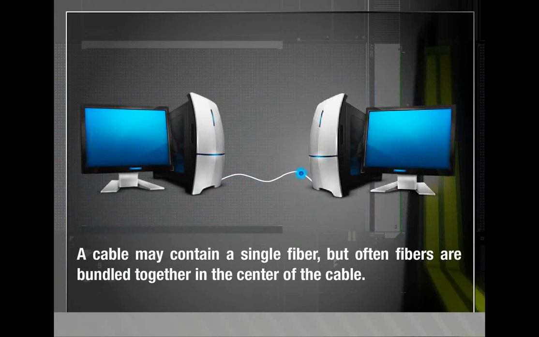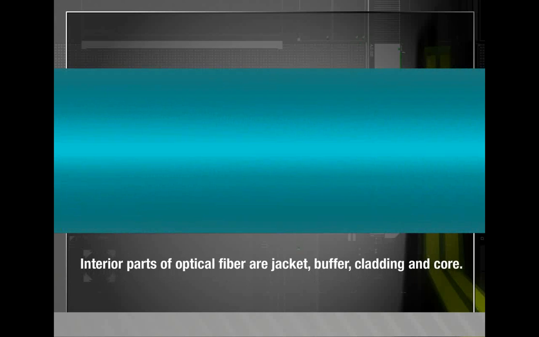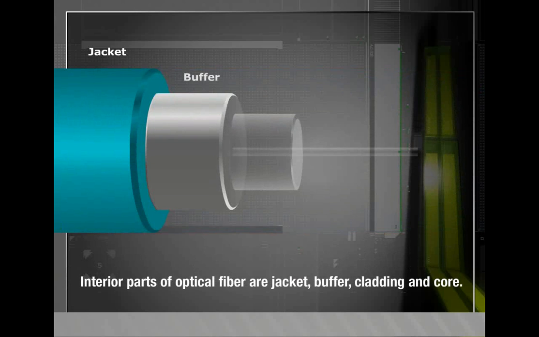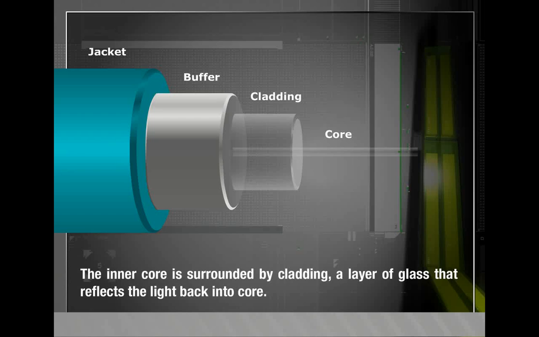Advantages of fiber optic cable. Interior parts of optical fiber are the jacket, buffer, cladding and core. The inner core is surrounded by cladding, a layer of glass that reflects the light back into the core.